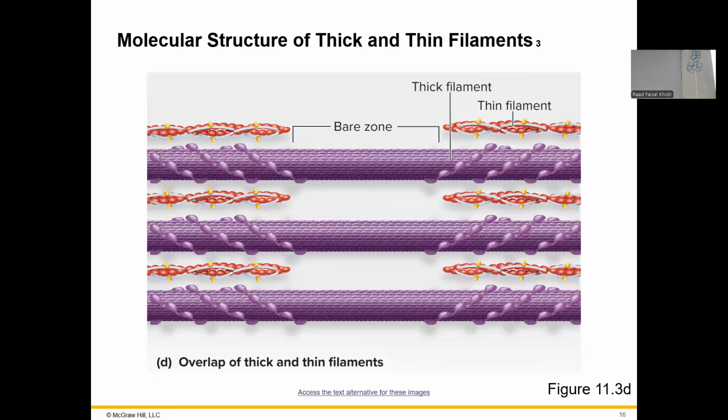So the middle zone is called the bare zone. Why did they call it the bare zone? Because it has no actin and it has no myosin. There's an overlap of the thick and the thin filaments.